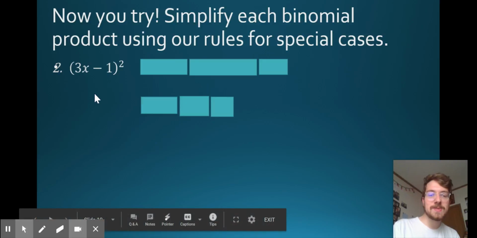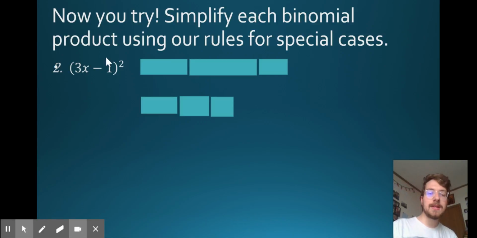I went a little crazy with this one. So I've got 3x minus 1. Now there's a lot going on on the inside, but all you really need to pay attention to is on the outside.